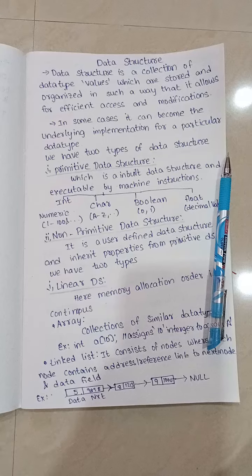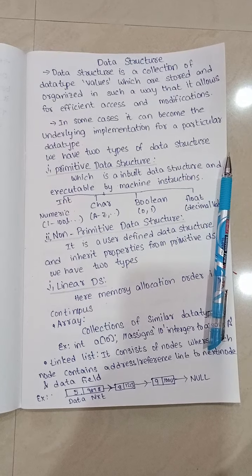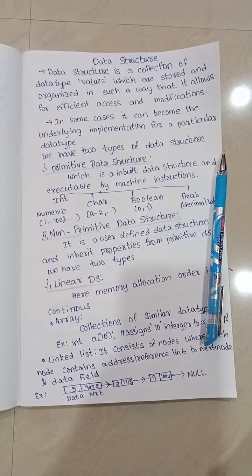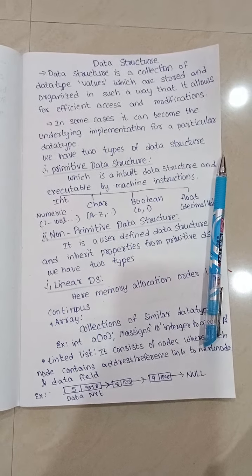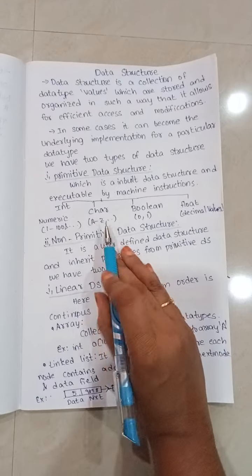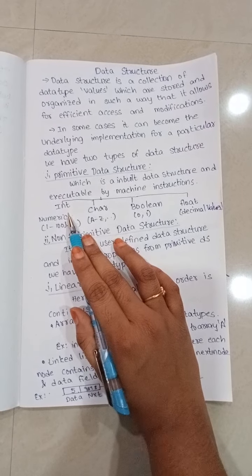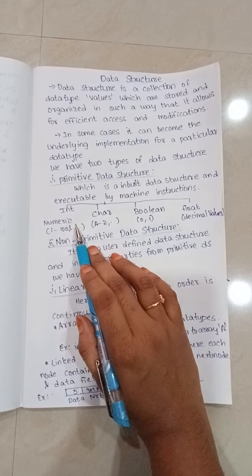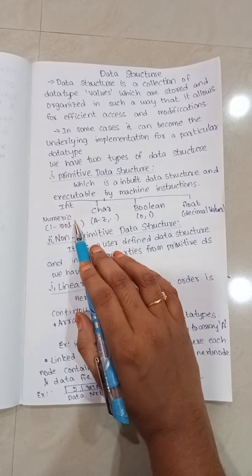We have two types of data structure. First one is the primitive data structure, which is an inbuilt data structure and executable by the machine instructions only. In this we have four types. First one is int. Int is used for storing integer values, that is from 1 to 100, and we can store signed and unsigned values.